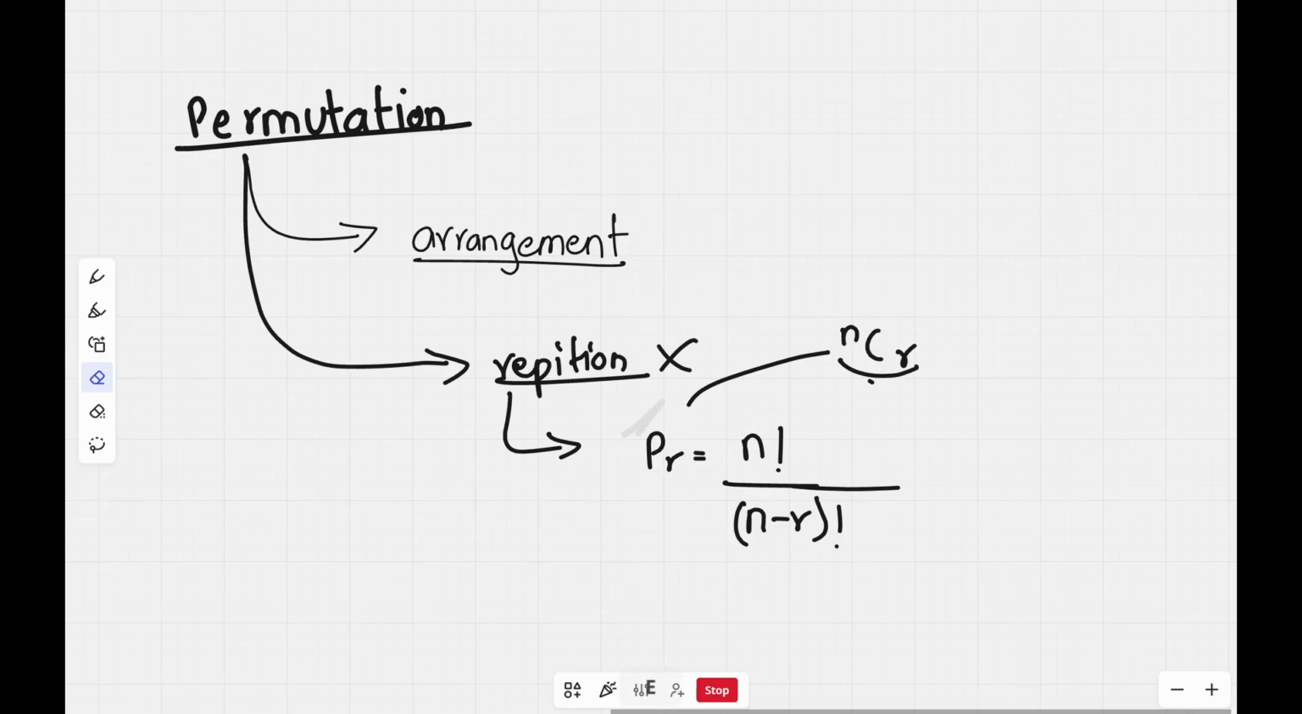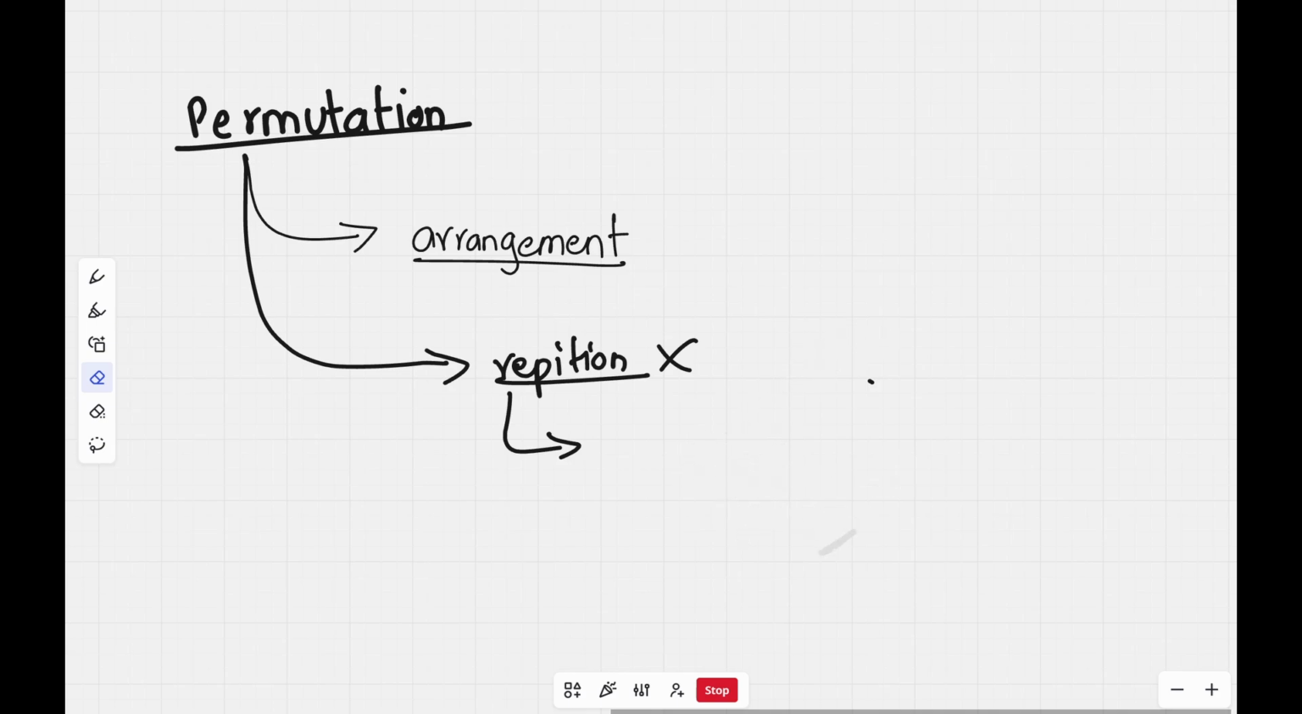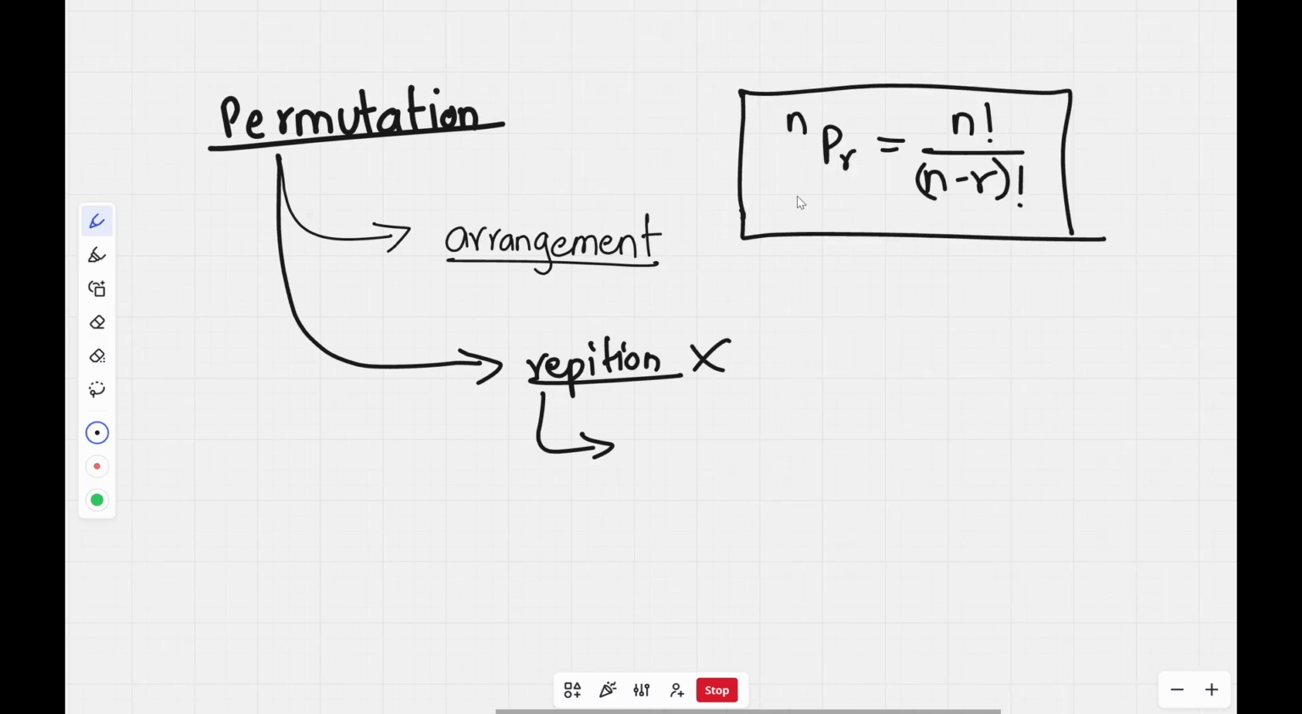I'll write it properly. So this is a formula. Now what is n and what is r? So n here is the total number of elements available.